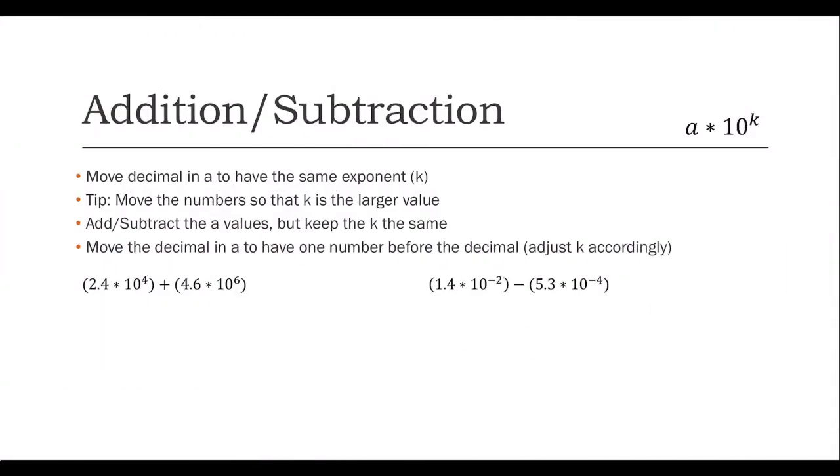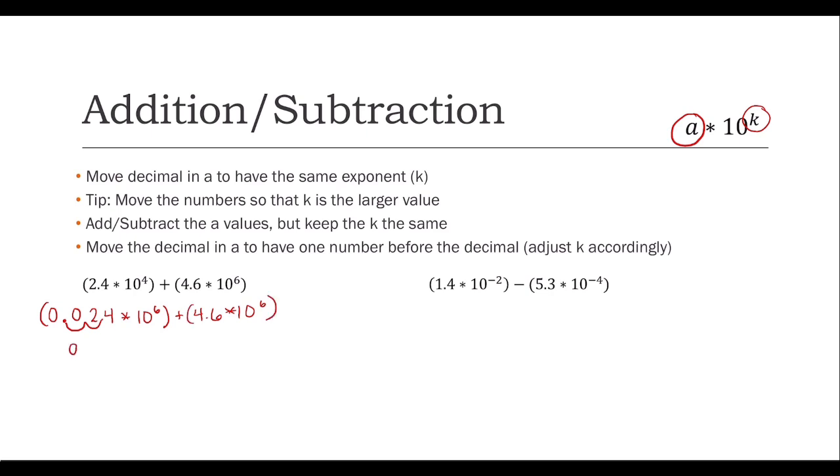So when we add and subtract numbers in scientific notation, there are some steps we want to follow. So first we want to move the decimal in our a value. So our number in front, we want to move the decimal to have the same exponent, k. And a tip here is to move the numbers so that k is the larger value. Here we can take our 2.4, and if we move it over 2 more times, we can add 2 more to our exponent. So we get 0.024 times 10 to the 6th plus 4.6 times 10 to the 6th.